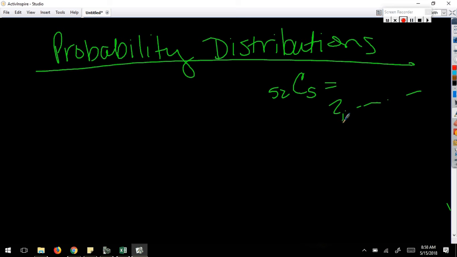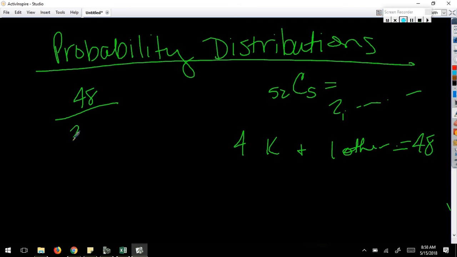So if you take the last one that was on your quiz, what's the probability of getting 4 kings and 1 other card, it ended up being 48. Then the probability of getting that particular hand would be 48 out of the 2 million and whatever it came out to be, right? We divide them. Everybody's good on that? That gives me a decimal. If I want it as a percent, then I can move it over 2 times to the right.